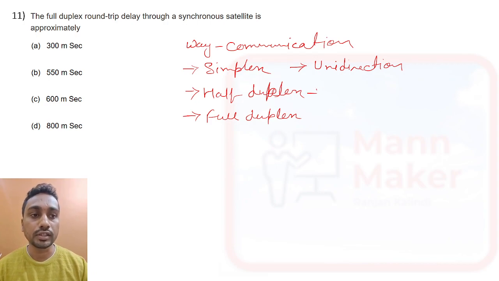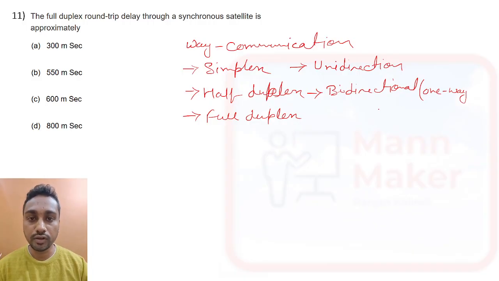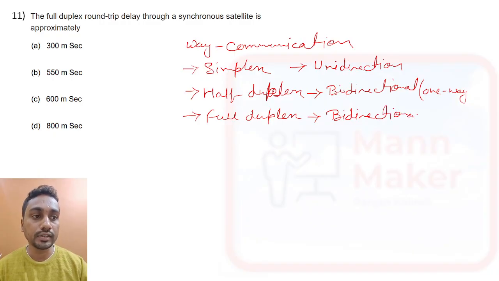One way communication. Half duplex is what? Half duplex is bidirectional communication, but at a time only one way we can do communication. Either you can transmit or you can receive the signal. Means at a time you can do one thing. And full duplex is also bidirectional communication, but this is both way communication, means at a time you can transmit and receive the signal.